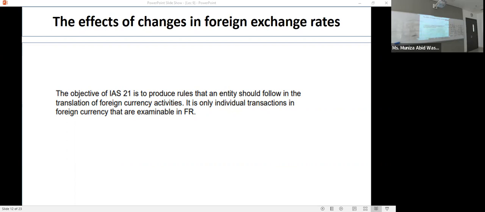Individual transactions means only the transactions in the case of the parent or in the case of the subsidiary, not in the case of the group. What is the treatment in the case of the group? We are not going to study that in FR. That would be discussed in your SBR P2. So the objective of IAS 21 is to make you eligible to give the accounting treatment in regards to the foreign currency in your books of accounts.